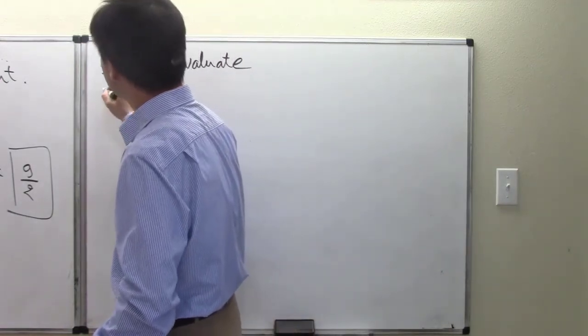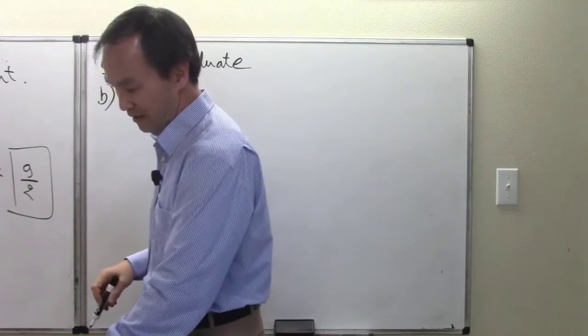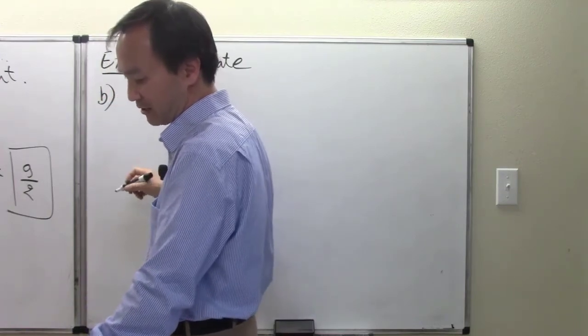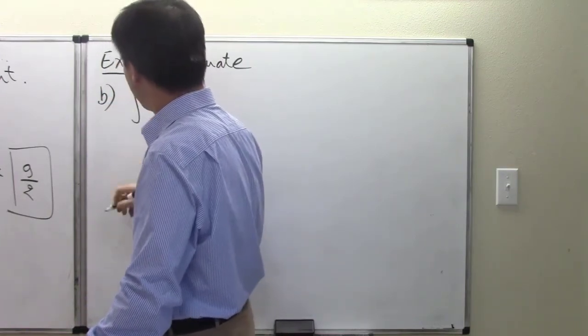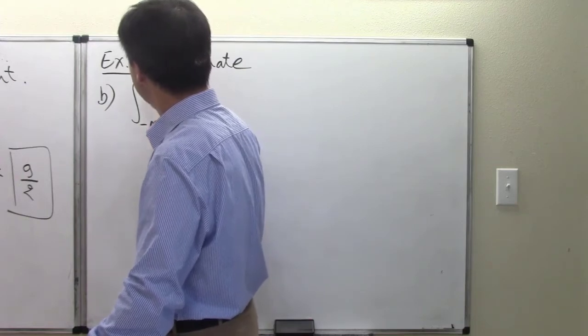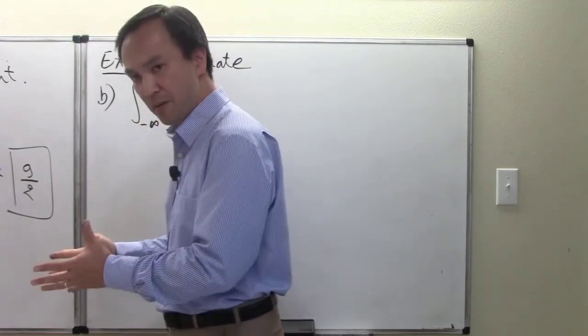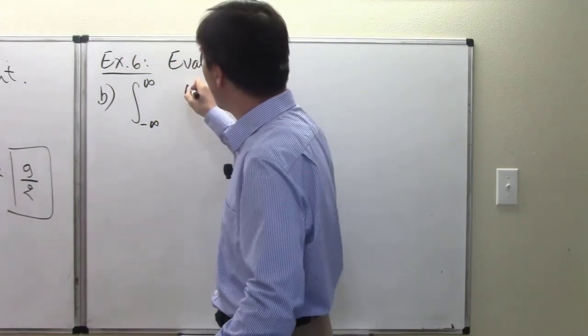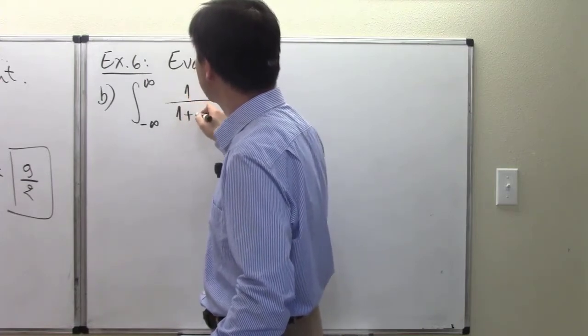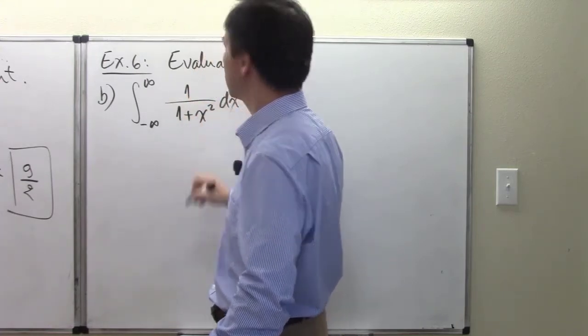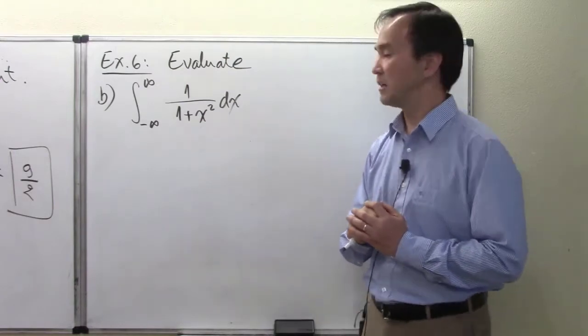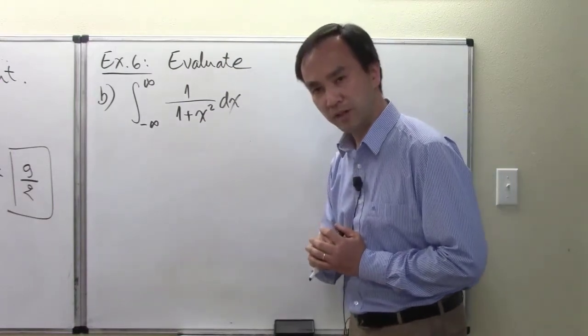All right, so let's call that now part B of our problem right here. So what about an integral as follows, from minus infinity to infinity? It's an improper integral on the function 1 over 1 plus x squared.